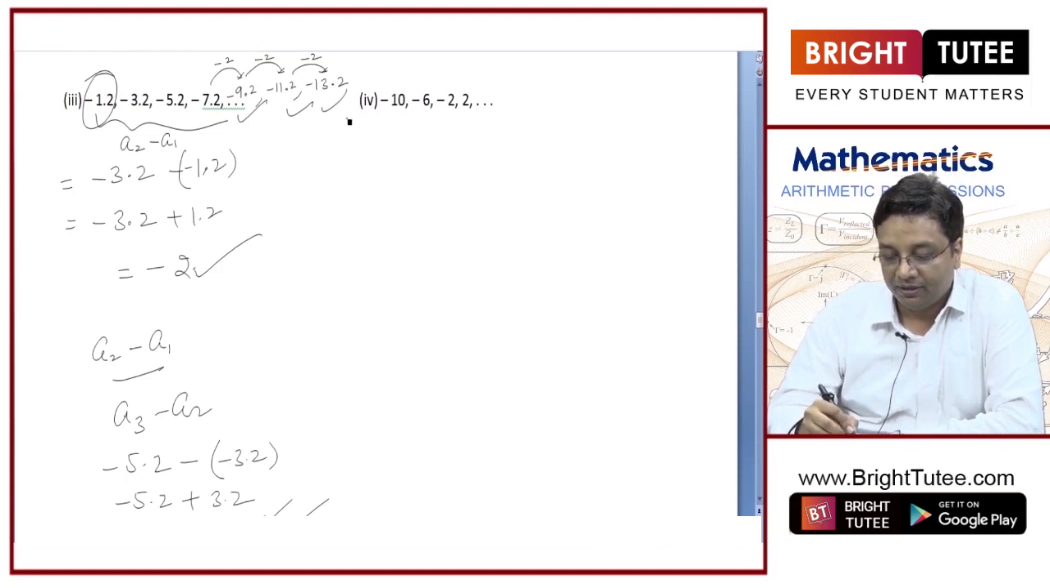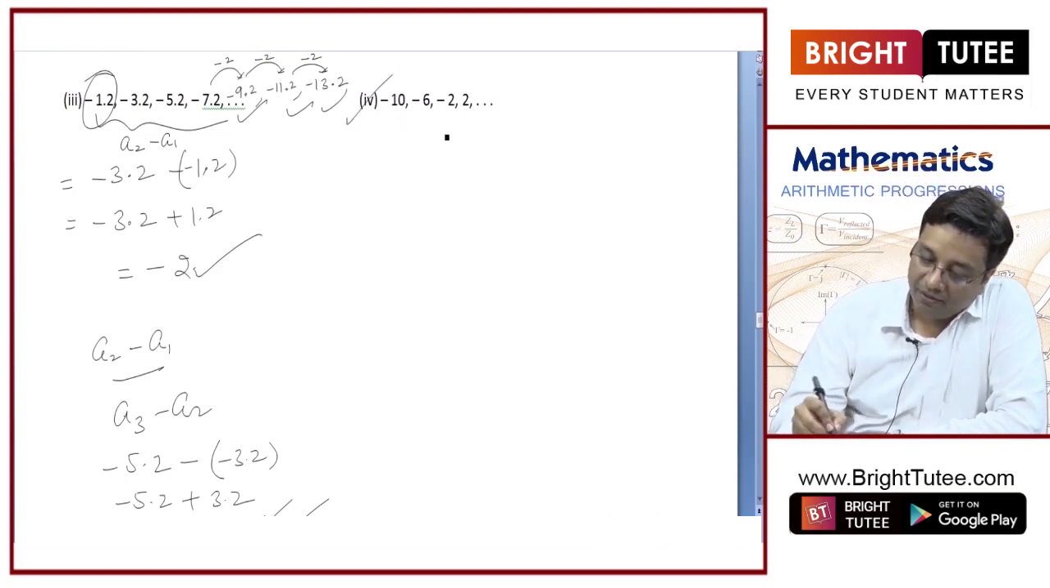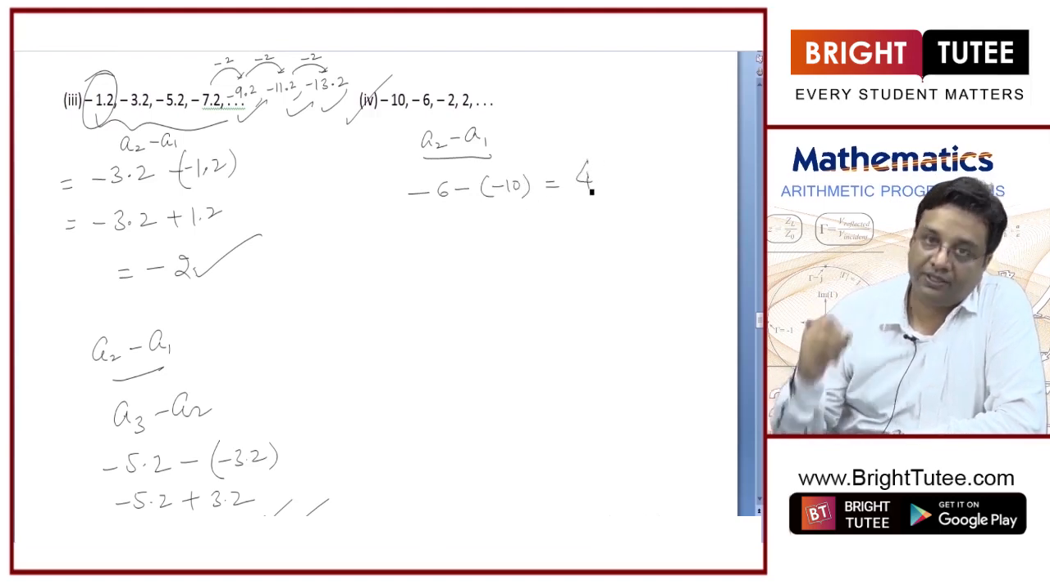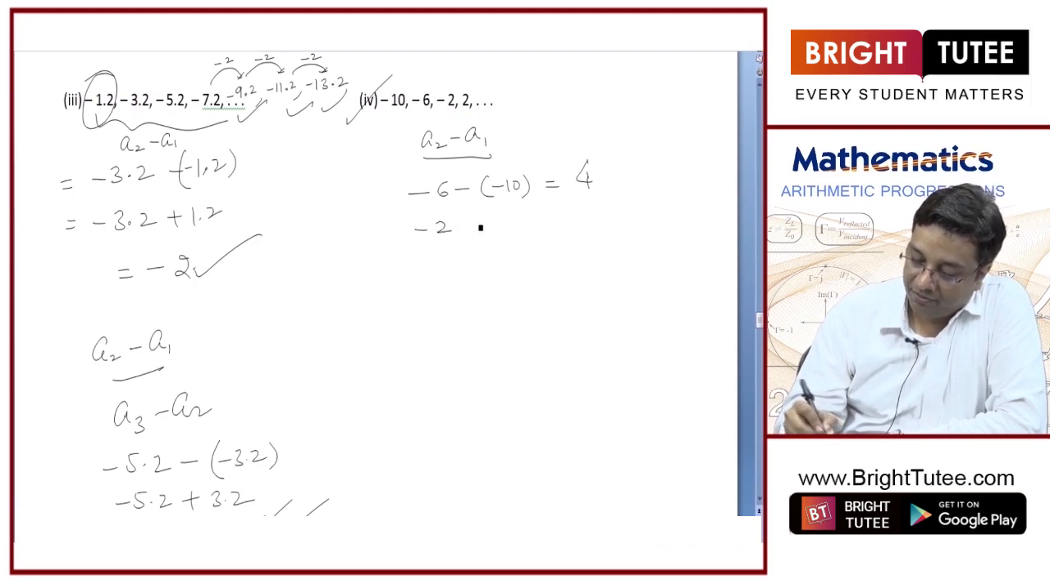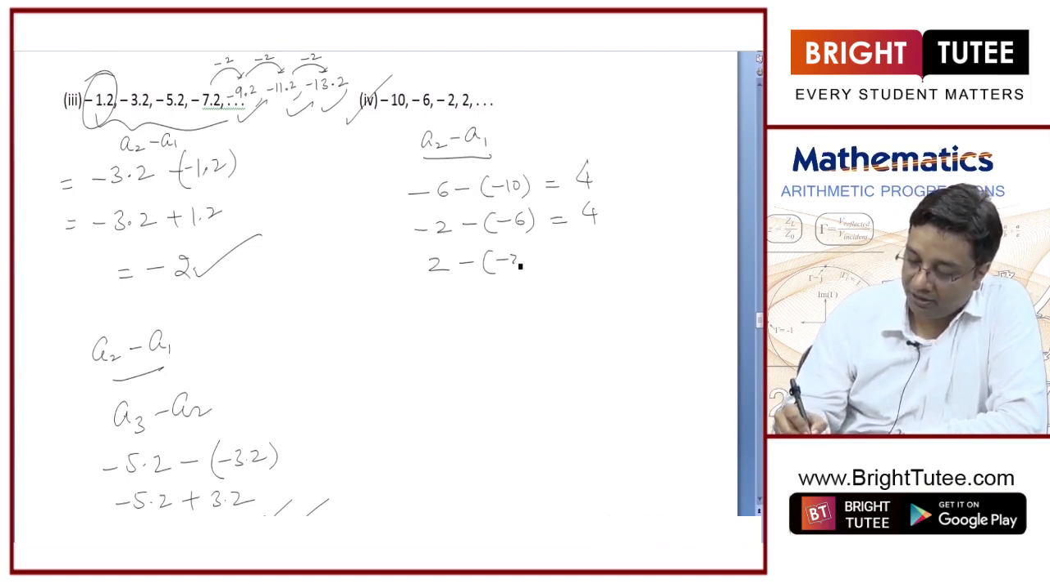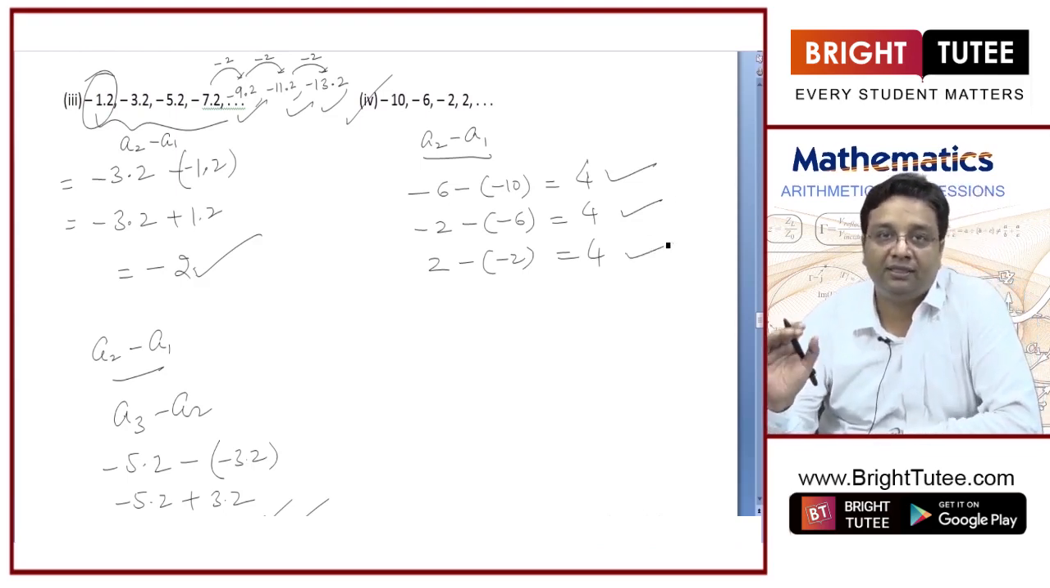Okay. Let's look at this sequence. Let's say I subtract A2 minus A1. Minus 6 minus of minus 10. It will give me plus 4. Right? So if I subtract minus 2 minus of minus 6, it will again give me plus 4. So now I can say that this sequence follows a certain pattern. The next term is also given, so let's subtract that also. 2 minus minus 2, which is also equal to 4. So the common difference is 4, hence it is an AP.